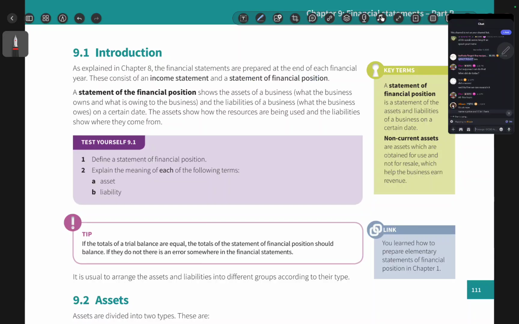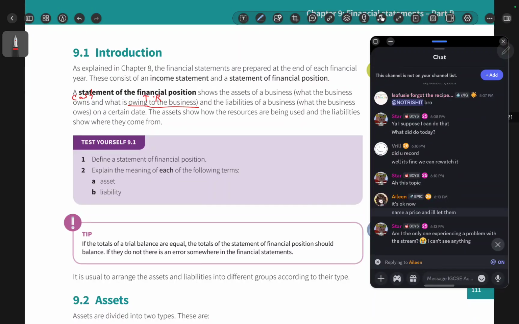Financial statements consist of the income statement and the statement of financial position, the balance sheet. It shows the assets of a business: what the business owns, and what is owing to the business. This means what other people owe to the business. An example is trade receivables, and what the business owns is like cash, very simple. And the liability is what the business owes on a certain date, like the money you owe to your bank, because you're broke, that kind of stuff.